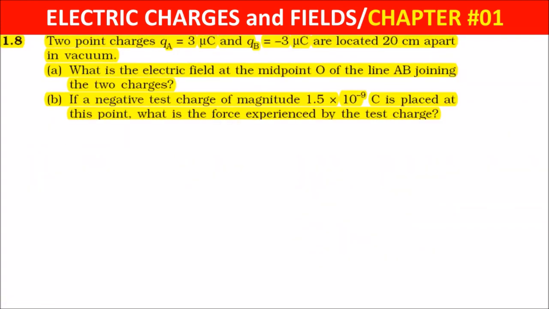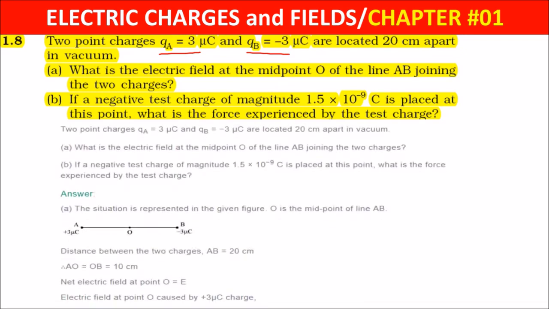Question 8. 2 point charges QA and QB are located 20 centimeter apart. What is the electric field at the midpoint O of the line AB joining the two charges? If a negative test charge of magnitude is placed at this point, what is the force exerted on the test charge? So 2 point charges are given, QA and QB, located 20 centimeter apart in vacuum.